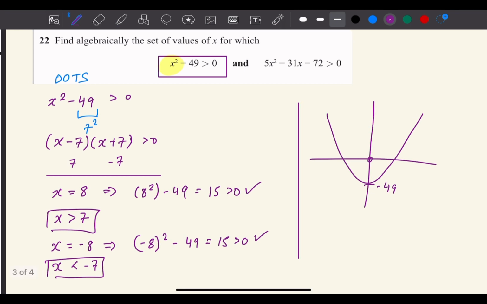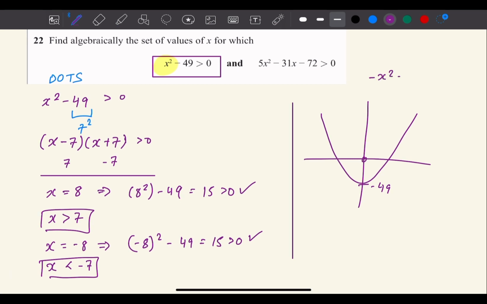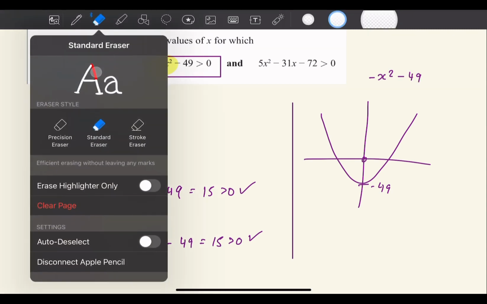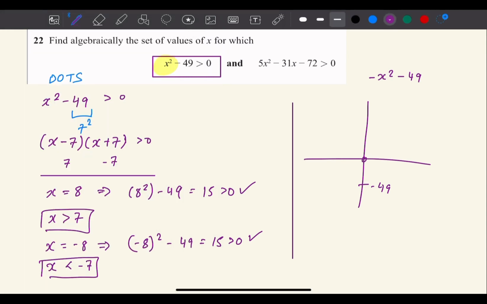But if the equation was instead minus x squared minus 49, then essentially it'll be up here. Sorry, it'll be like this, and in which case it doesn't intersect any of the y values. But essentially we've got a graph looking like this.